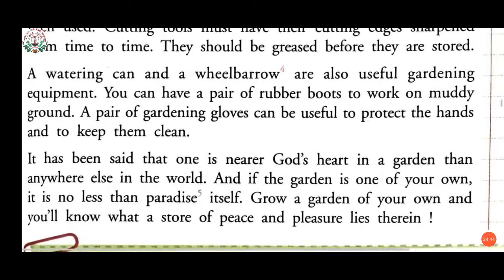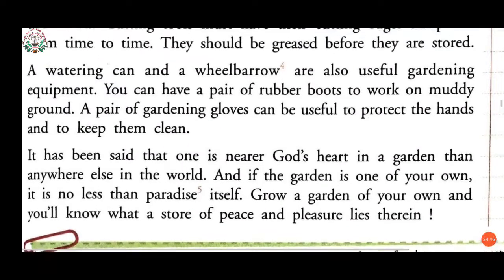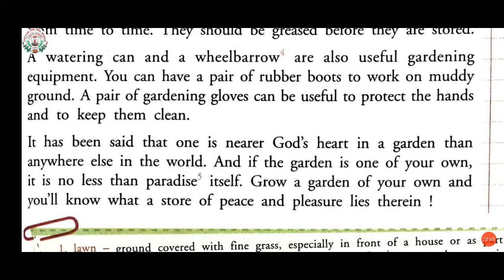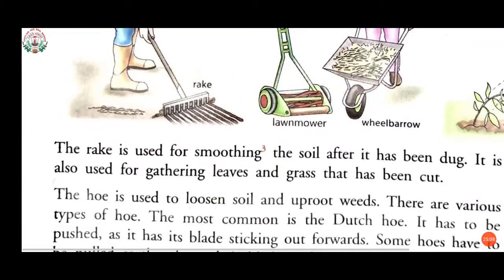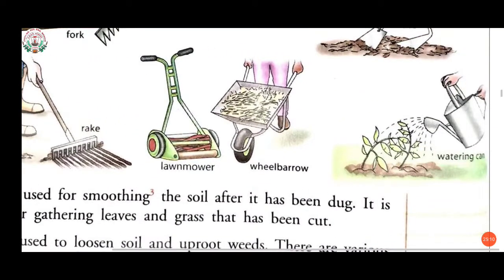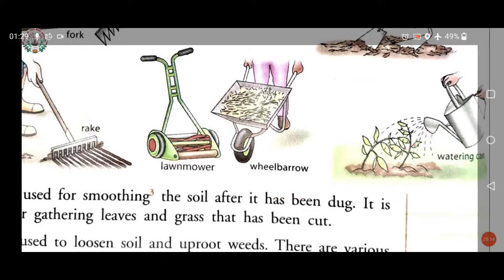Now what are the other tools? A watering can and a wheelbarrow. What is a wheelbarrow? An open container for moving small loads in, with a wheel at one end and two legs and two handles at the other. You can see in the picture. Let me show you. This is a wheelbarrow and a watering can. Both the images are given here.